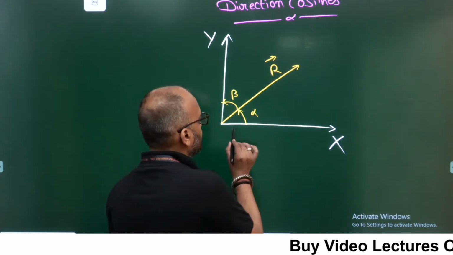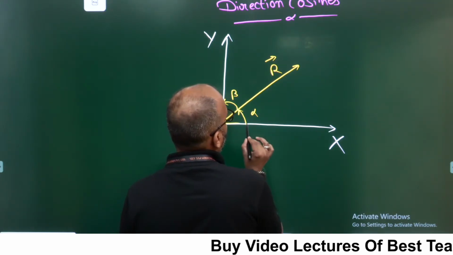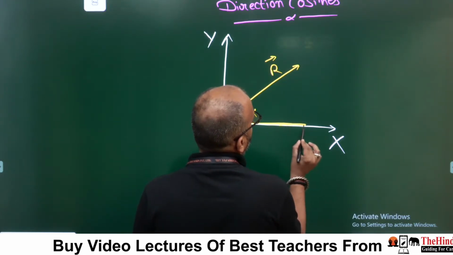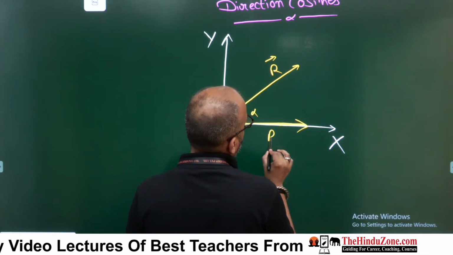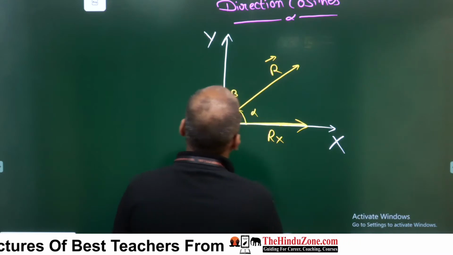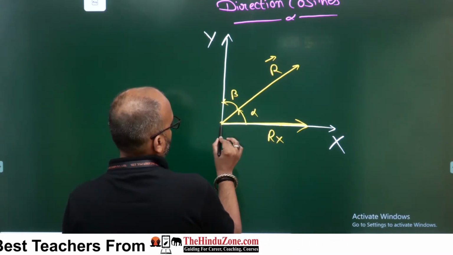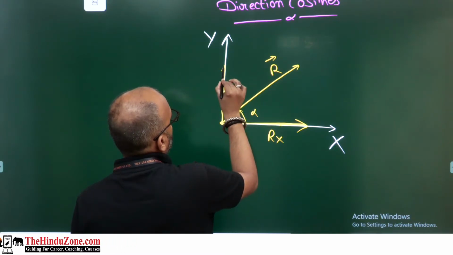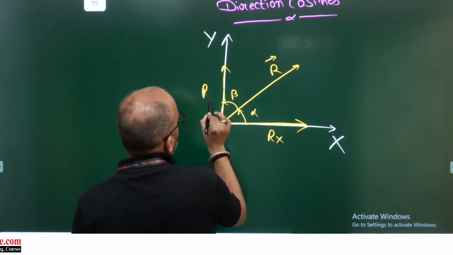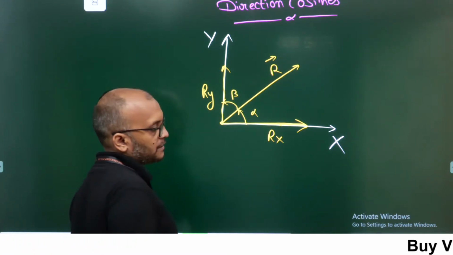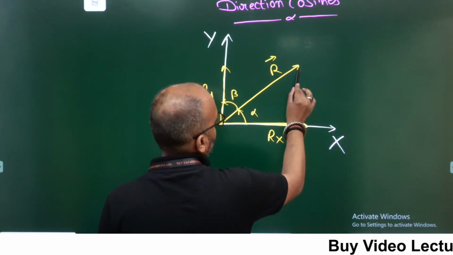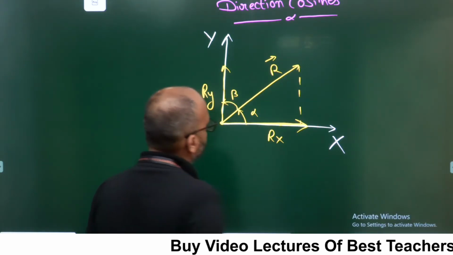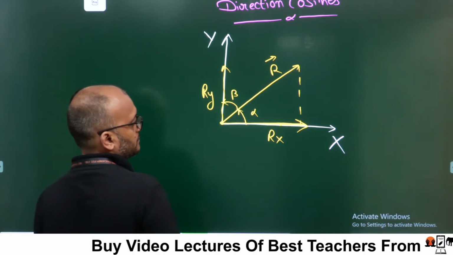So let us say that this is the component along x-axis, Rx, and this is the component along y-axis, that is Ry. Right? Yes or no? Yes, sir.